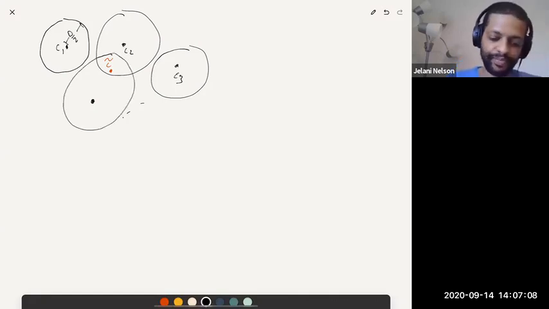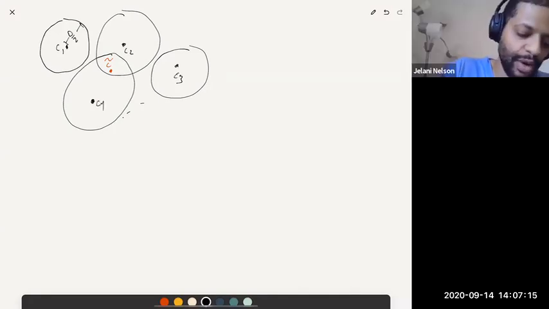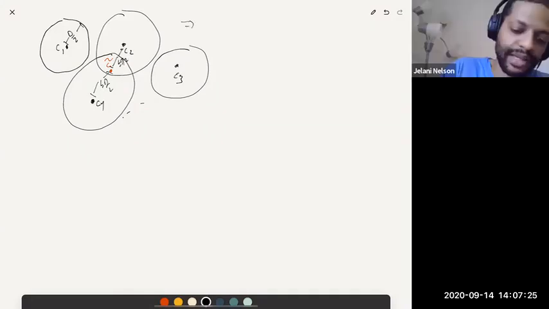Can that happen? No, by a triangle inequality. This is impossible. So you know that if it's in C4's ball, this is at most D over 2. And you also know that, again, this is at most D over 2. That implies that the distance between C2 and C4 is less than D over 2 plus D over 2, which is less than D, which is a contradiction.